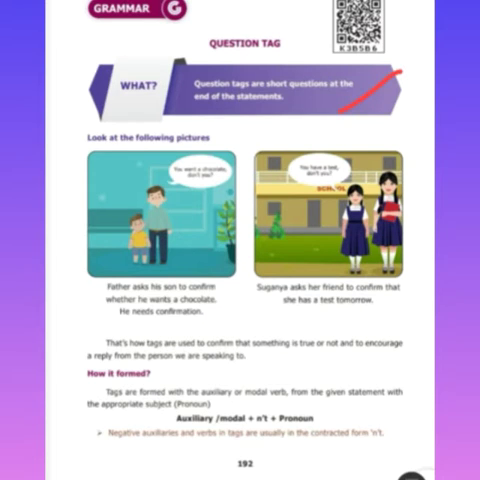Look at the following pictures. Here you could see a father and a son talking to each other. What is the father asking his son? You want a chocolate, don't you? The father asks his son to confirm whether he wants a chocolate. He needs confirmation.